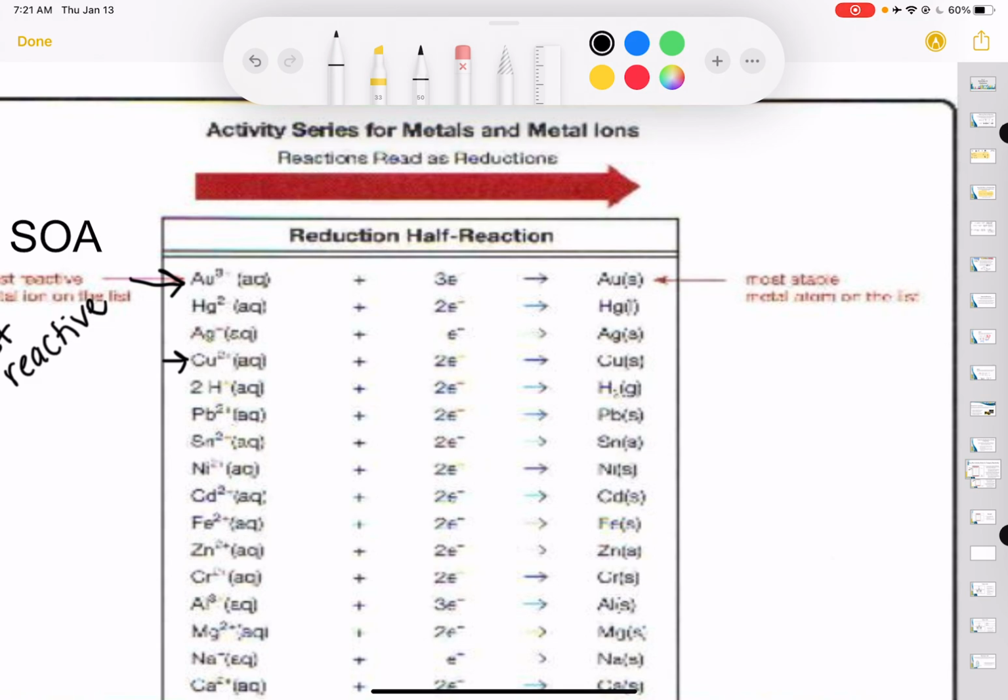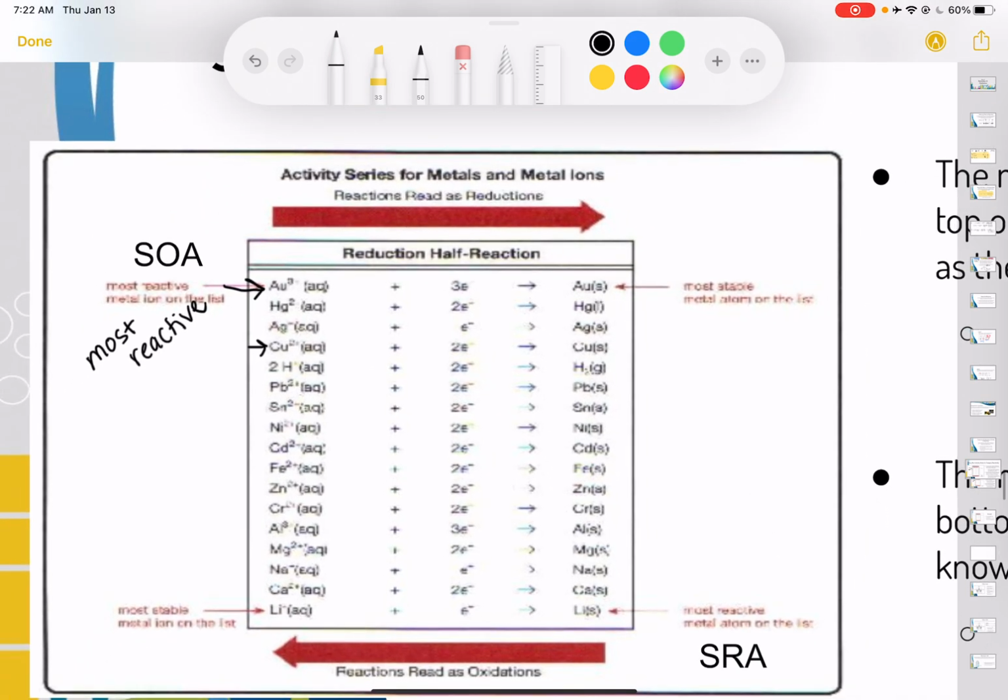As we look down the table, things become less and less reactive. If we look at the very bottom, lithium, it says, is the most stable ion on the list because it is at the bottom there. So the most reactive is at the top, and as you go down, it becomes less reactive.